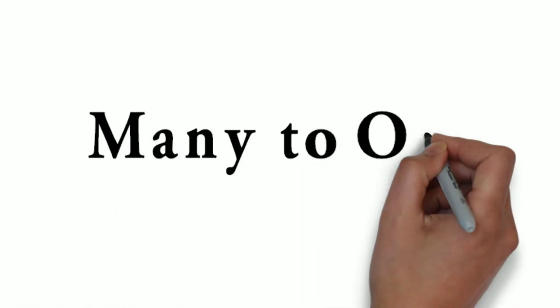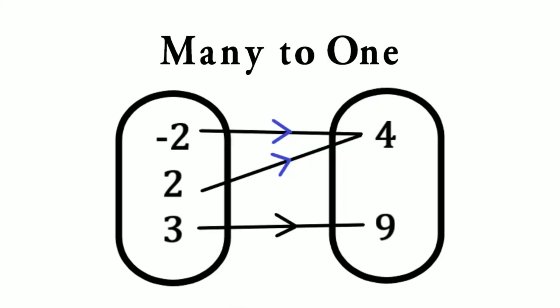The third relation is called many-to-one relation. In this case, there has to be at least one instance where two or more objects are mapped to the same image. The two blue arrows show that objects 2 and -2 are mapped to 4, making this a many-to-one relation.